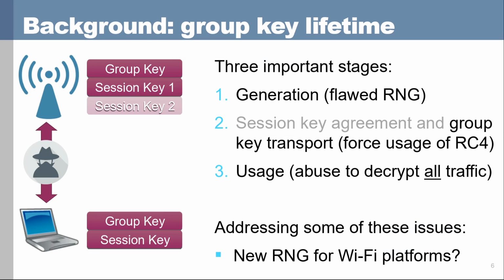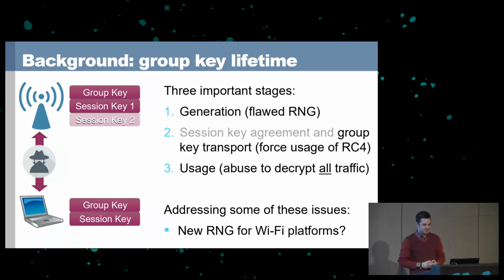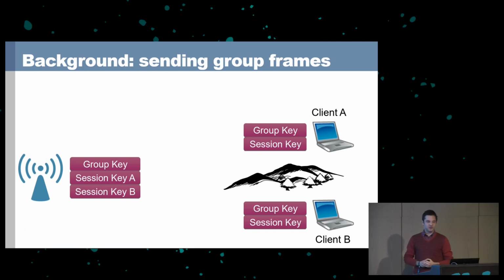And then at the last part of the presentation, I'm going to propose a new idea on how to better generate random numbers if you have a Wi-Fi device. But the main part of the presentation will be these first 3 steps, and in particular predicting the RNG and then abusing it to decrypt traffic and inject traffic. So before I get to the main content of the presentation, I'm going to give a little bit more background on how these group keys are used.